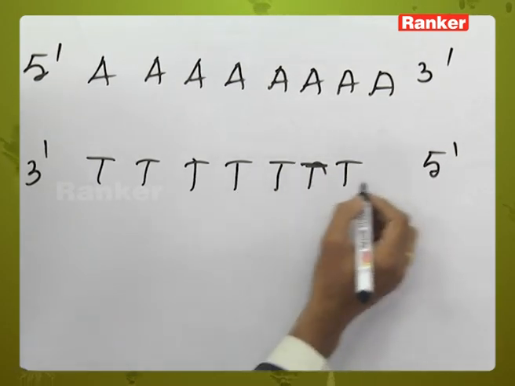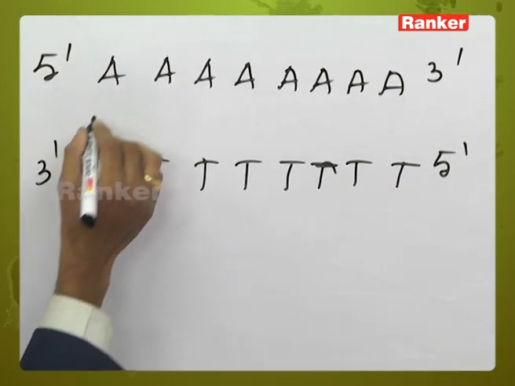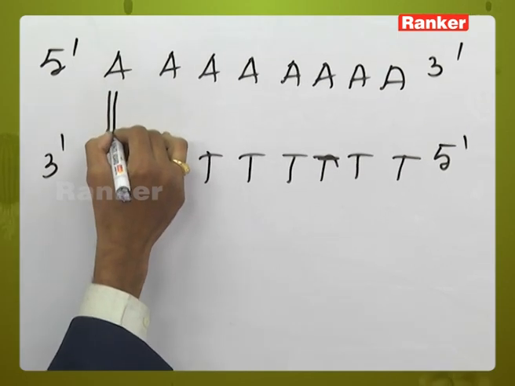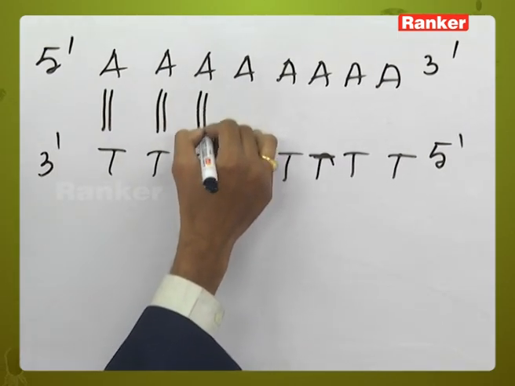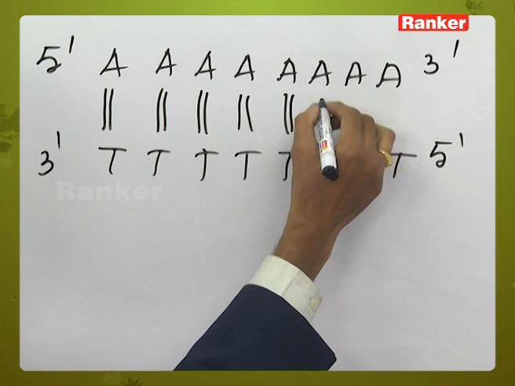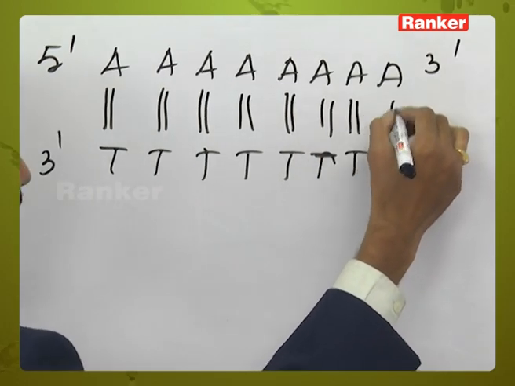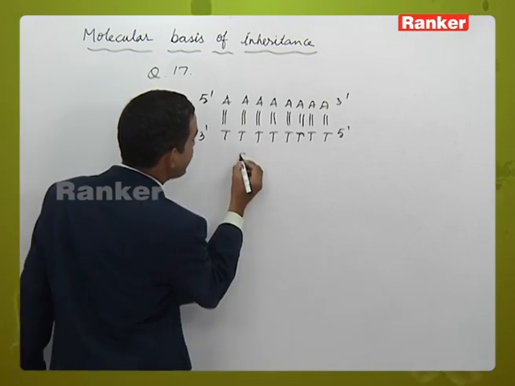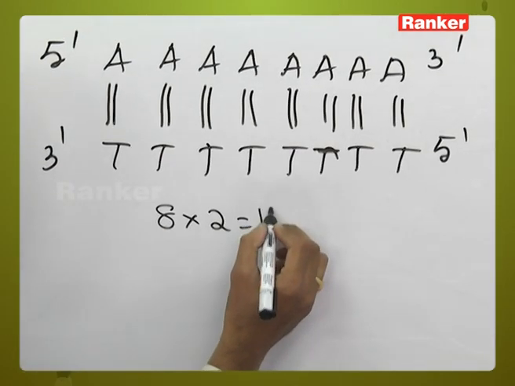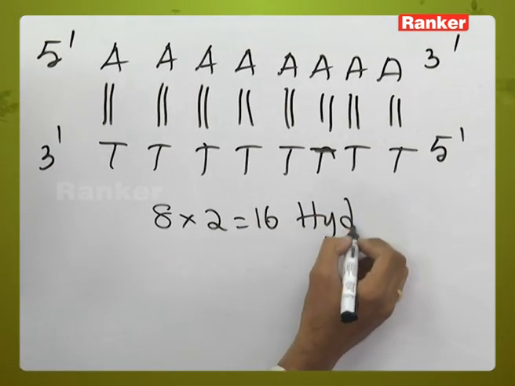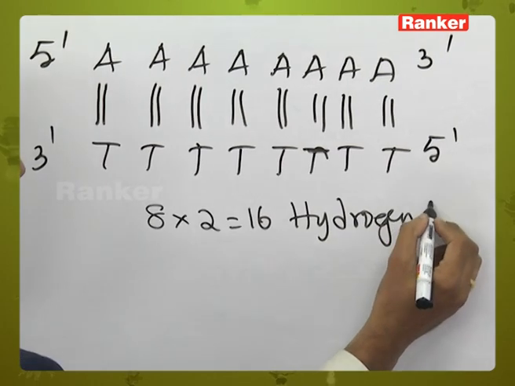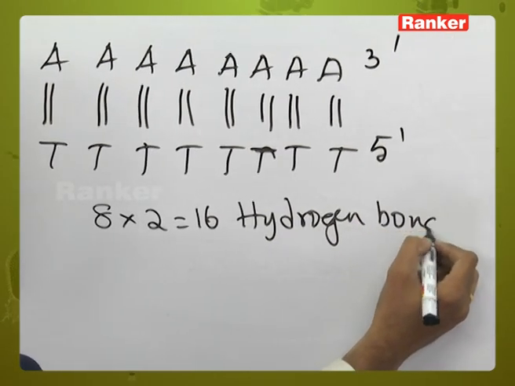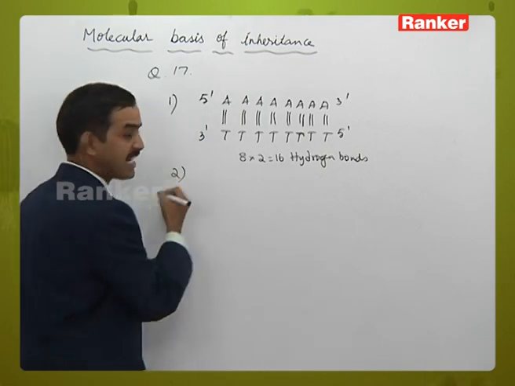And between adenine and thymine, the number of hydrogen bonds is 2. Everywhere, wherever adenine and thymine are there, the number of hydrogen bonds will be 2. So as 8 pairs are there, 8 into 2, the total number of hydrogen bonds present in the first option is 16. Then coming to the second one.